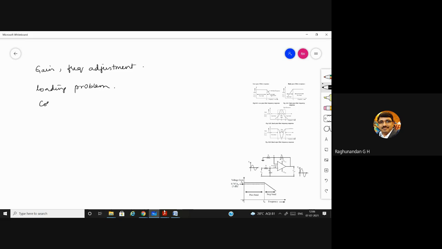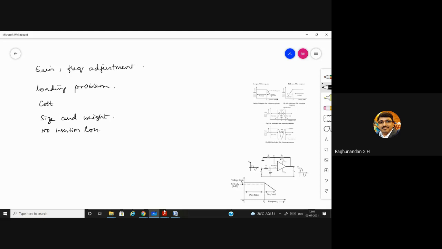Then cost, as we just discussed, it can be fabricated on IC and we can go for bulk production, mass production, which is going to make the cost of the IC cheaper. Then size and weight. Obviously, when we can make it on IC, its size will be compact and its weight will also be less.